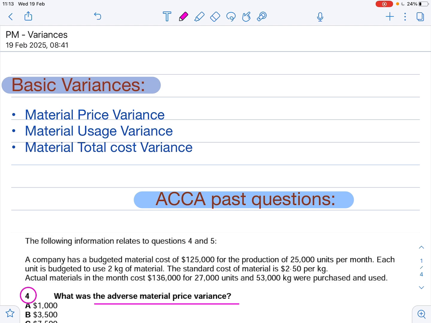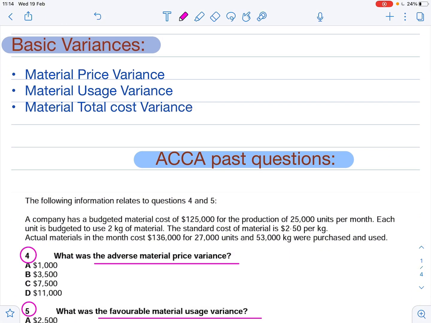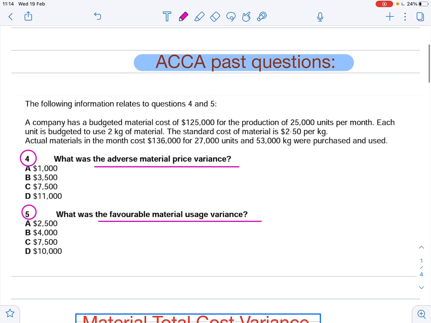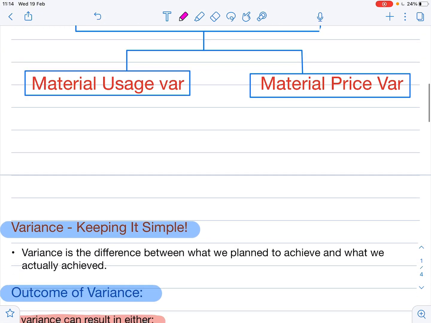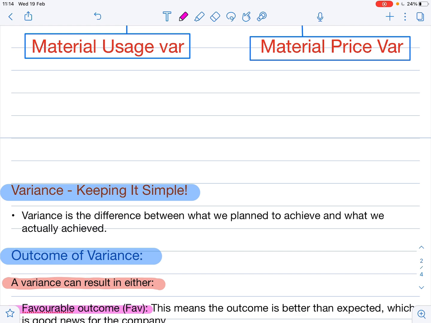So there are quite a number of variances, but the coverage of this video is going to make do with material variances. And for these material variances, we are looking at material price variance, material usage variance, and material total cost variance. Okay, so how do we solve these two ACCA questions? Well, let's get some definitions, let's get some principles that will drive the solution of these two questions.